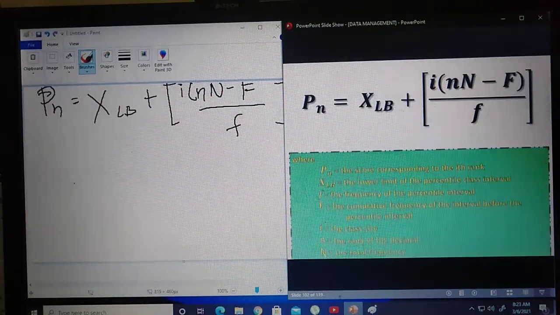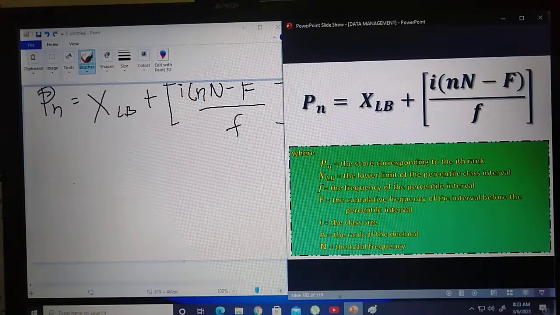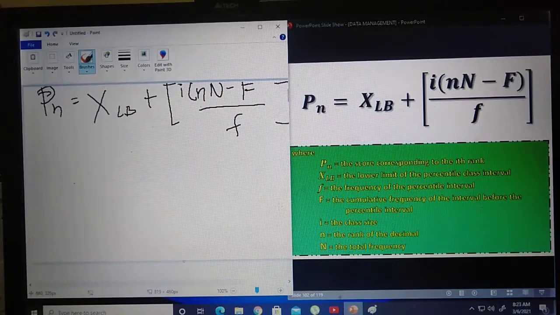So, our XLB, ayan, ulit yan, we have the lower boundary. I is the class interval. N is the rank of the decimal. So, yung hinahanap natin, for example, P20. So, i-convert natin yung 20 ng P into decimal. So, 0.20 siya. Times the N, the total number of frequency. And we have also the capital letter F, which is the cumulative frequency before the percentile interval. And the f is the frequency of the percentile interval.